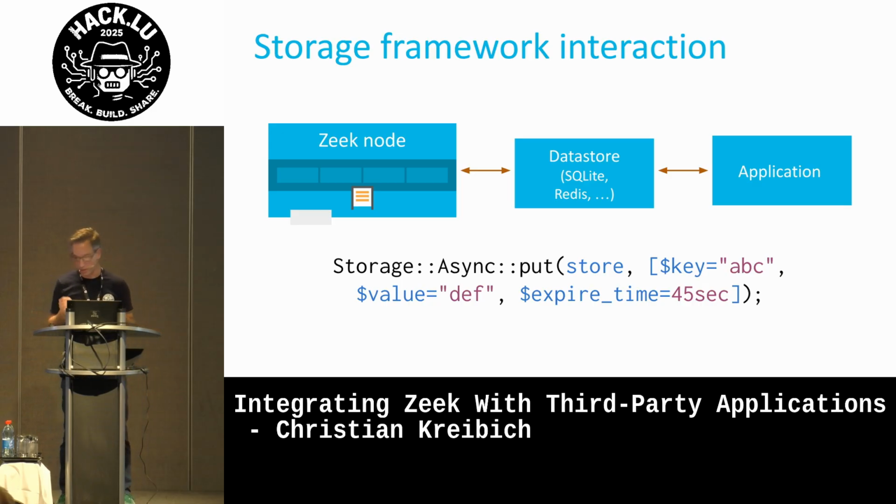So we ship with SQLite, we ship with Redis, and it's really quite straightforward to implement others. And so you basically now have an interface to databases, if you will. And then you can use that database also as an interface to another application that also speaks to that database. And so now you basically have a two-way path to communicate with centralized data.